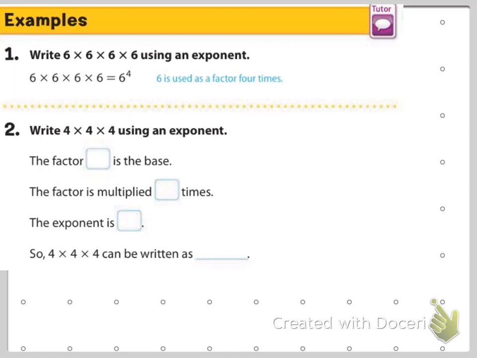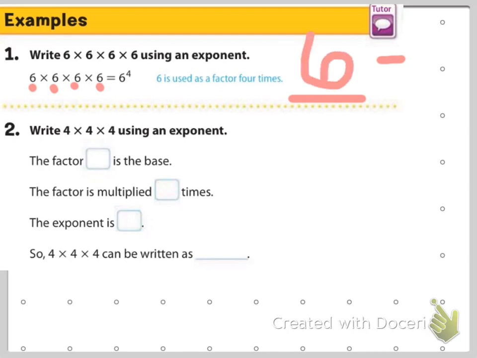All right, so we say number 1 here, example number 1 says write 6 times 6 times 6 times 6 using an exponent. So remember, the first thing we need to do is find our base and then figure out the exponent. So our base is the factor that's repeated in multiplication. Remember, our factors are numbers that are multiplied. So we have 6 times 6 times 6 times 6. So obviously our base is 6.